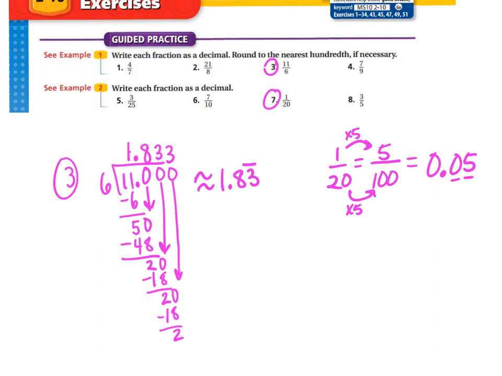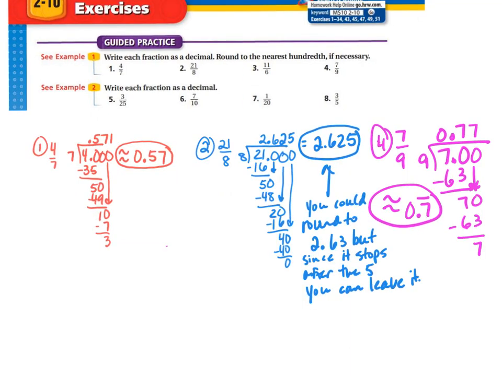I want you to go ahead and try 2 of the problems from example 1 using the long division method 1, and then choose 2 from example 2. Try to use method 2 where you make an equivalent fraction. Pause the video, try those problems, and then come back and check your answers.